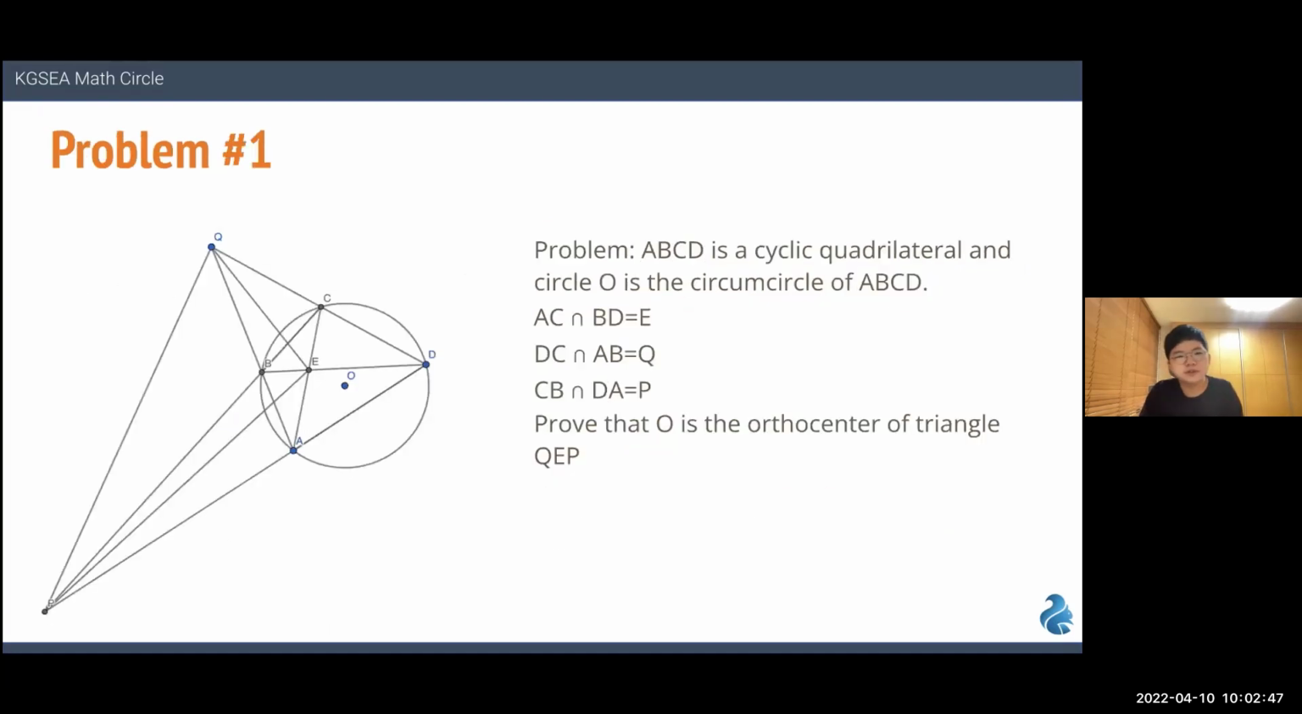So now I'll be going through 6 questions using these concepts. The first problem is a very important theorem when it comes to poles and polars, and it states that if ABCD is a cyclic quadrilateral and circle O is the circumcircle of ABCD, and E is the point where AC and BD meet, and Q is the point where DC and AB meet, and P is the point where CB and DA meet, we are trying to prove that O is the orthocenter of triangle QEP.